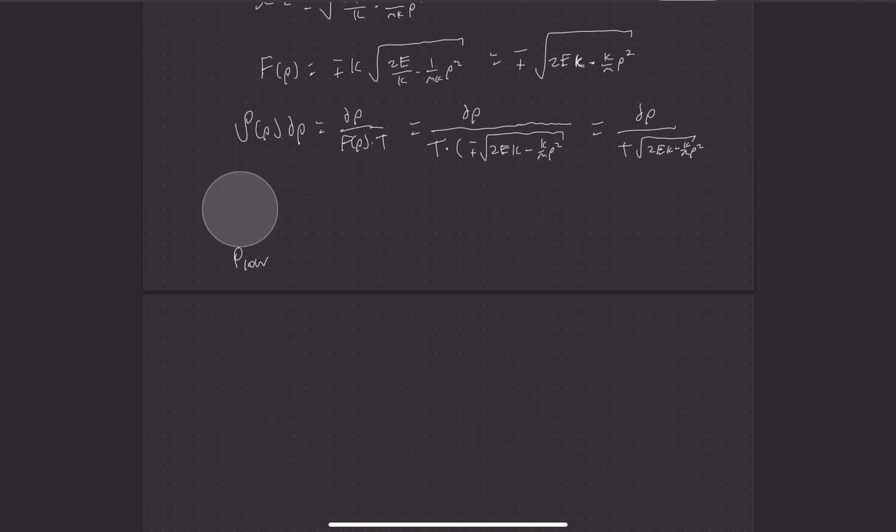If you want to take the negative square root for the force, we'll just have to do the opposite. Go from a high to a low momentum.